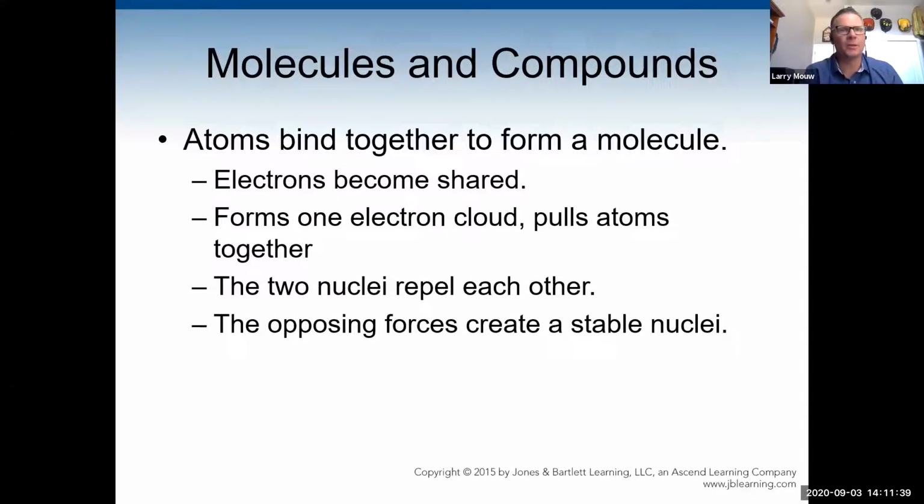Molecules and compounds: atoms bind together to form a molecule. Their electrons can become shared. This forms one electron cloud and pulls the atoms together. The two nuclei repel each other, and the opposing forces create a stable nuclei.